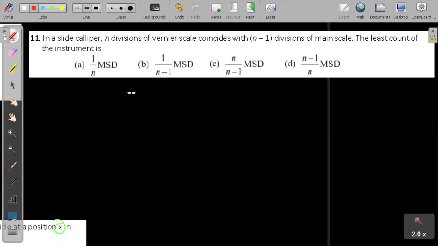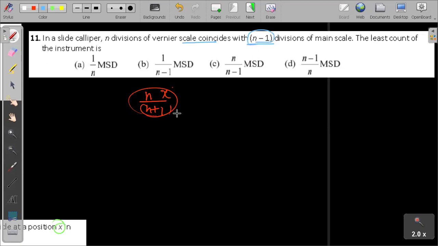So here it is like I said, the complicated one, division of certain scale into 10 of the main scale into n plus 1. So the regular way is n over n plus 1 x. This is the regular way. But sometimes it is given in the opposite way even. So here the slide caliper, n divisions of the vernier scale coincide with n minus 1.